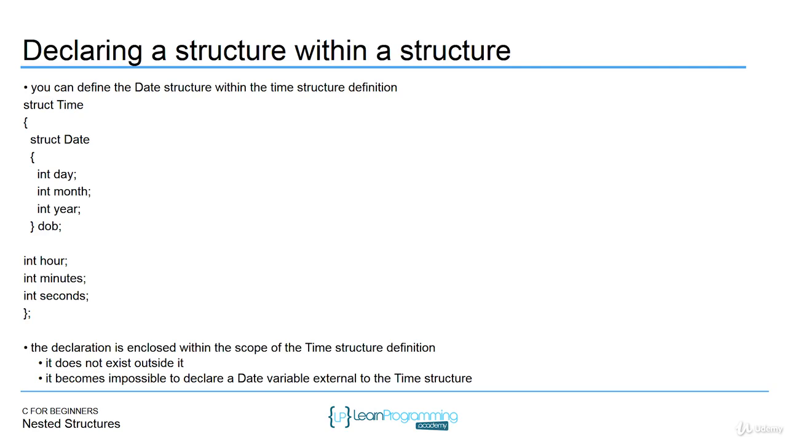So date does not exist outside of the time struct. It's impossible to declare a date variable external to the time structure. The only time you can ever use a date structure variable is when you create the time struct, and it will automatically create a DOB variable for you. So this is somewhat limited, but you would use this in a case where you only need the date when it's associated with a time. The date should never be by itself. Then you would do it this way.